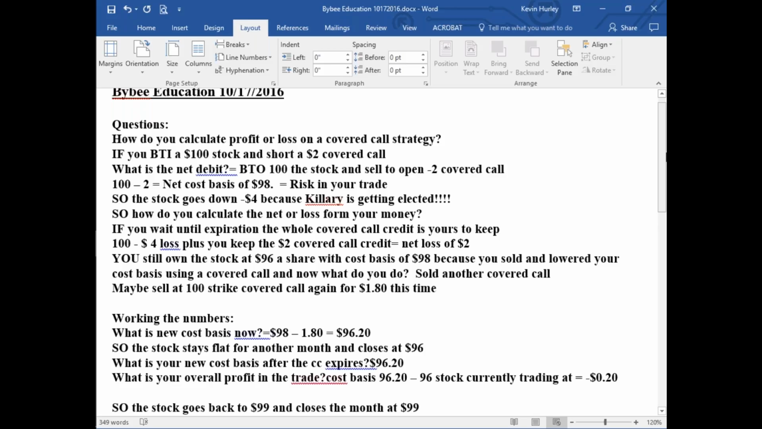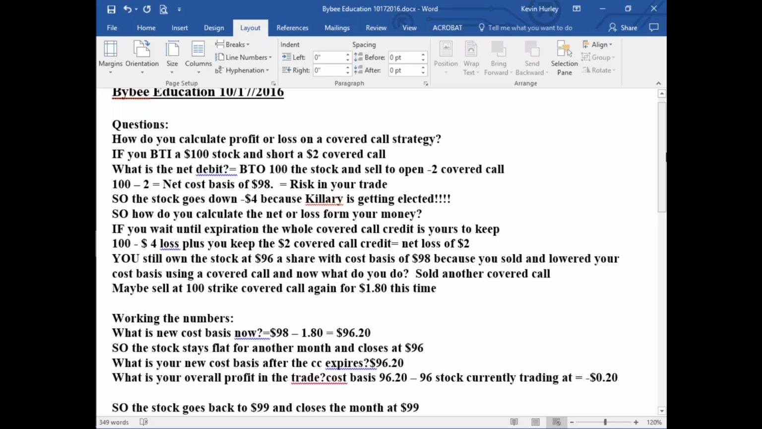And that third month, the stock might have been ridiculous and was supposed to go down to 80, yet it goes up to 101.